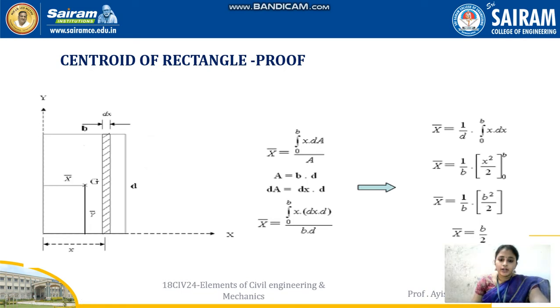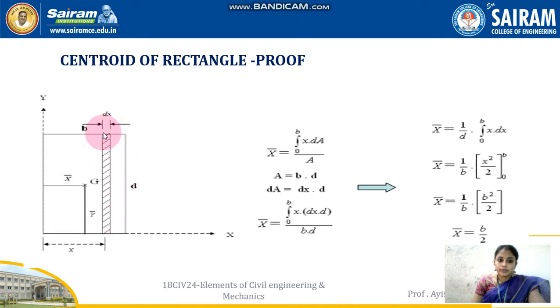Hi everyone, now I am going to continue with the centroid of rectangle derivation. In my previous presentation we had seen a rectangle derivation with respect to the consideration of a horizontal elemental strip. In this derivation we are going to see the consideration of a vertical strip. The same rectangle of B into D dimension we are taking, and we are considering this vertical strip, right?